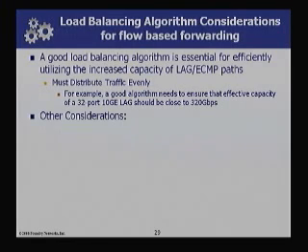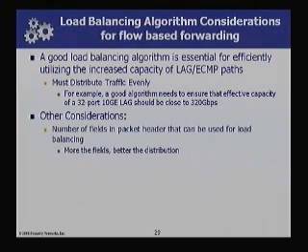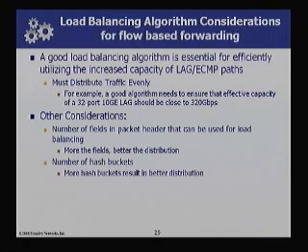But there are some other considerations you need to look at. One is the number of fields in the packet header the algorithm can look at. The more fields it can look at, the more options there are, and the more flexibility it gives between layer 2 flows, layer 3 flows, and MPLS flows, and the better the distribution. Another is the number of hash buckets. What's a hash bucket? It is the output of a hashing algorithm. The bigger the hash buckets, the better the distribution.